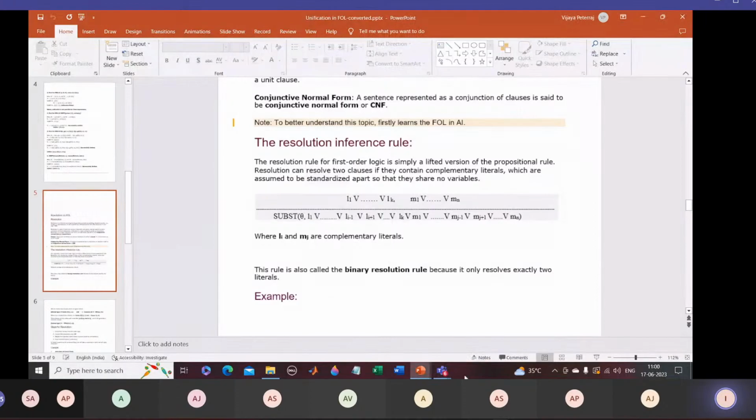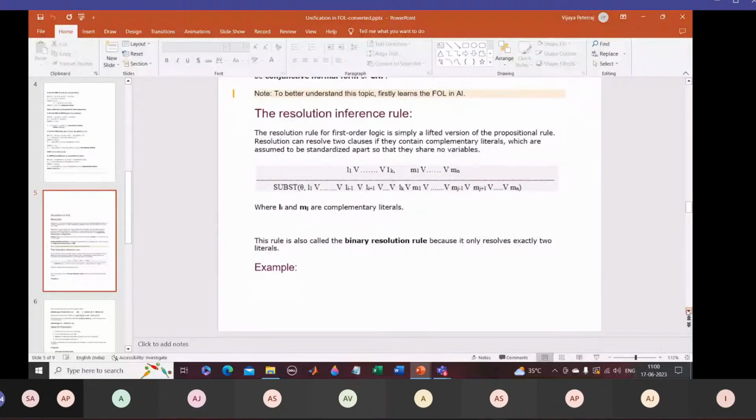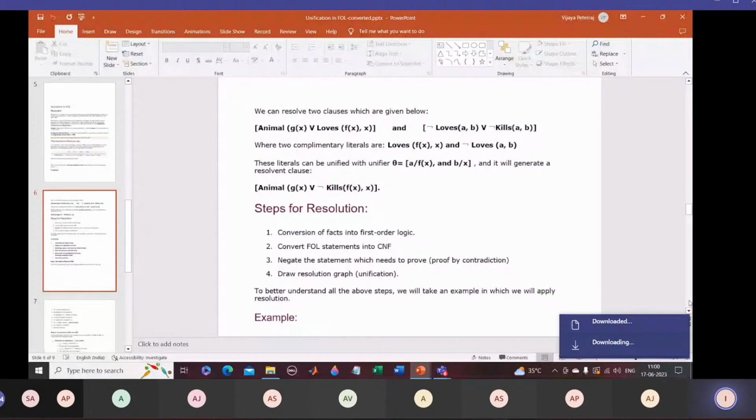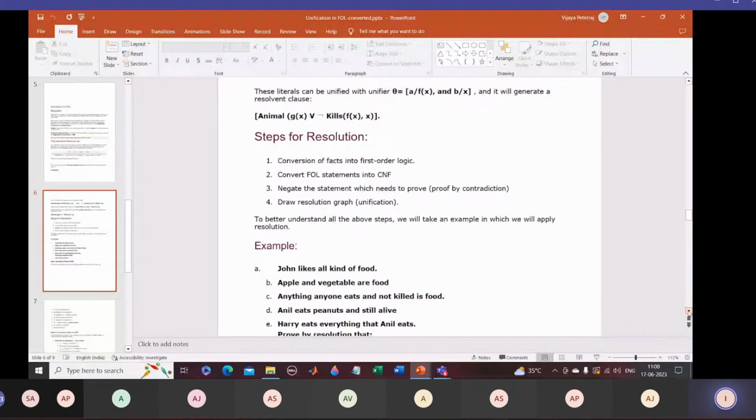So this is your resolution inference rule. How to resolve, and what are the different steps for the resolution? Okay, first thing is conversion of facts into first order logic. Then you have to convert your first order logic into CNF. Okay, and you have to negate the statements which need some proof. That is proof by contradiction. Then you have to draw the resolution. That is the unification you have to draw.